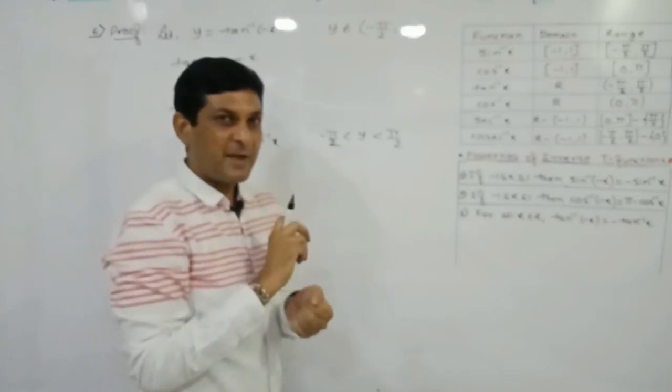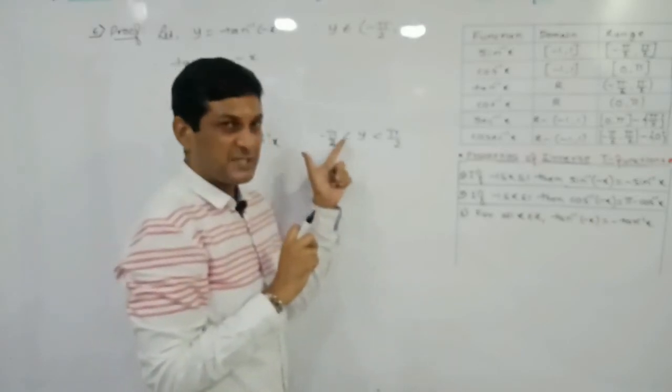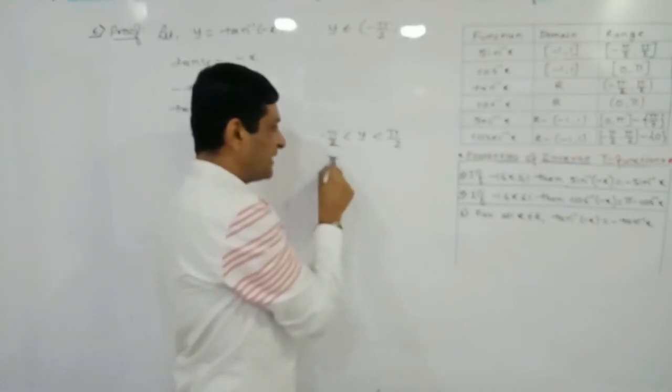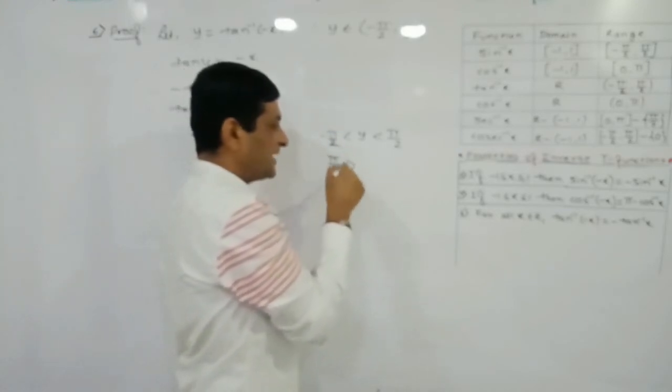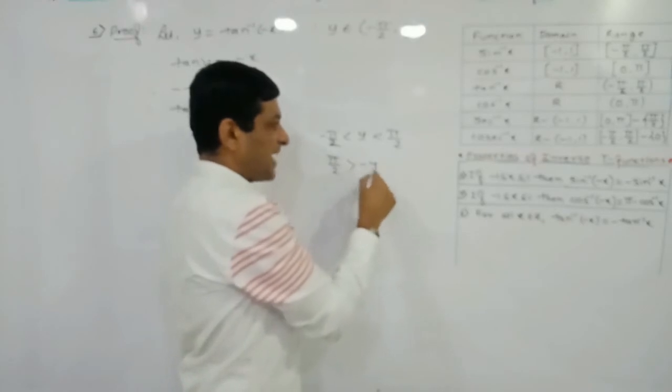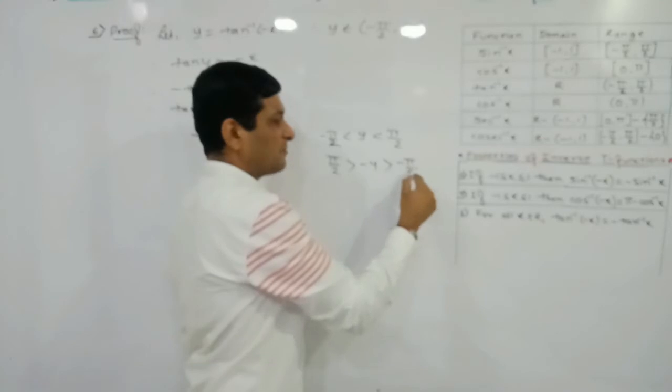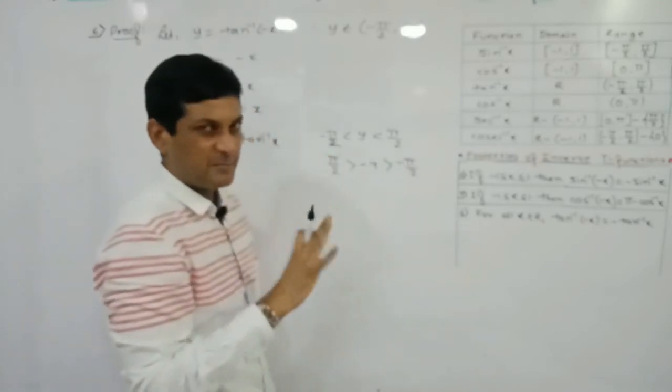If we are multiplying by minus, the inequality will get changed, meaning less than will become what? Greater. Here, multiplying by minus, it will become plus pi by 2. Here we will get greater than, here we will get minus y, here less than will become greater than, plus pi by 2 will become what? Minus pi by 2, just simply multiplying by minus.